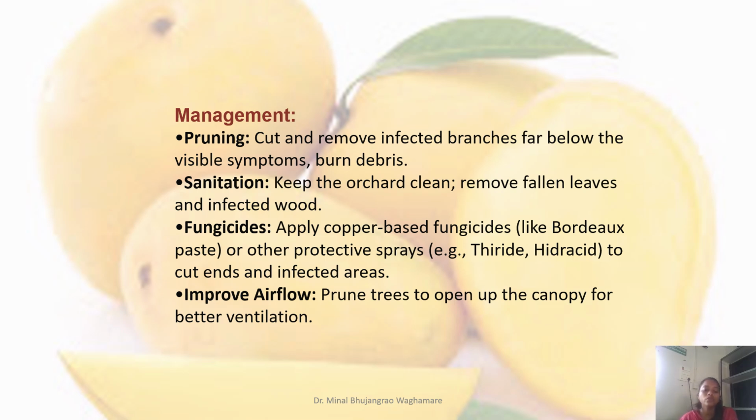We have to improve the airflow by pruning the tree, opening up the canopy for better ventilation. If you are doing proper pruning of the plant, unnecessary branches and twigs or infected twigs get removed, and it allows proper air circulation and ventilation inside the plant, which also helps to reduce the humidity of the plant. If rain is occurring, then it also reduces the chances of infection by the pathogen.